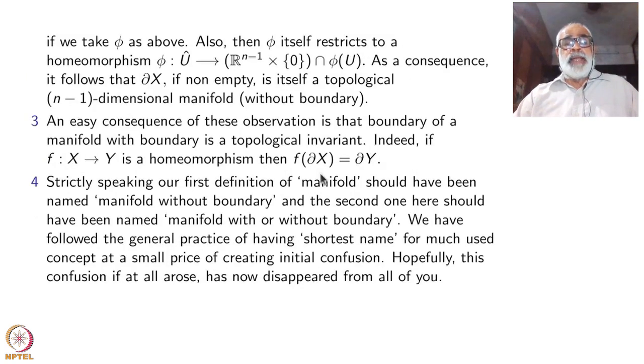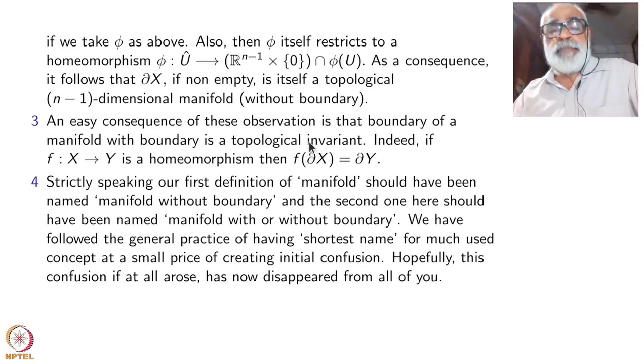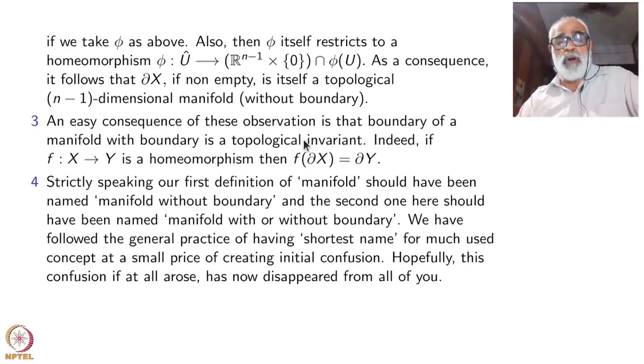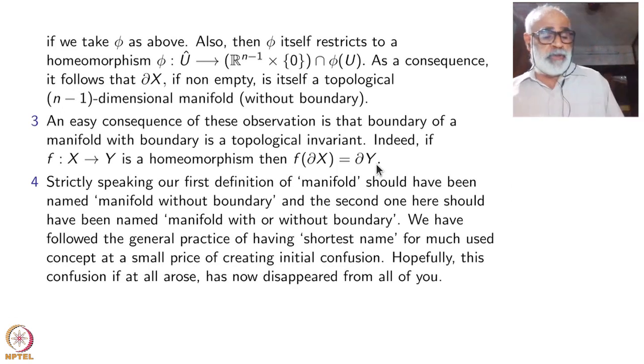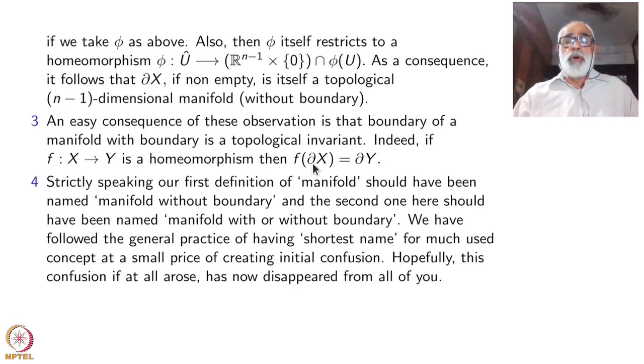An easy consequence of this observation is that the boundary of a manifold with boundary is a topological invariant. What is the meaning of that? If you have a homeomorphism f from X to Y, where X is a manifold with boundary, then Y will be a manifold with boundary, and f of the boundary of X will be equal to the boundary of Y. You think about it, this is not difficult at all. So the boundary is always mapped onto the boundary of Y by the homeomorphism. So restricted to the boundary of X, it should be a homeomorphism again.